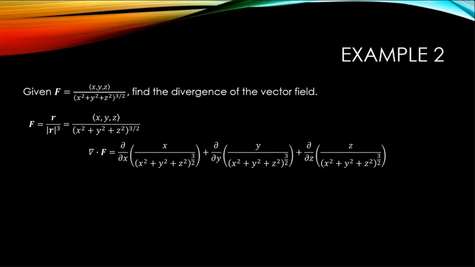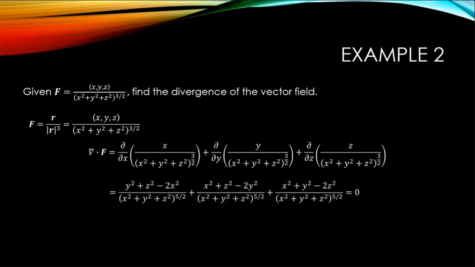Del dot f is equal to the partial with respect to x of x divided by x squared plus y squared plus z squared, all raised to the 3/2 power, plus the partial with respect to y of y over the quantity x squared plus y squared plus z squared raised to the 3/2 power, plus the partial with respect to z of z over the quantity x squared plus y squared plus z squared raised to the 3/2 power. This gives me y squared plus z squared minus 2x squared plus x squared plus z squared minus 2y squared plus x squared plus y squared minus 2z squared, all over the quantity x squared plus y squared plus z squared raised to the 5/2 power. When I simplify this, I get 0.